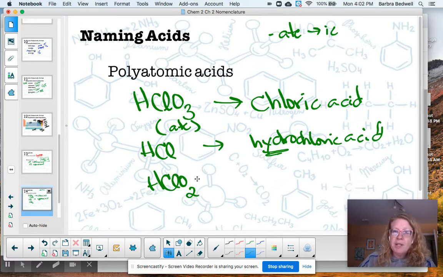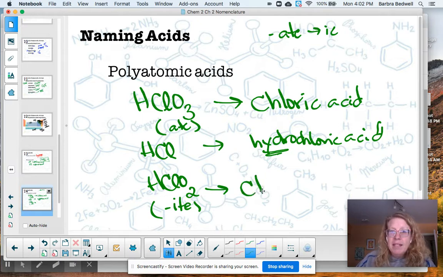So there's a different translation for these. We've got to use a different ending, just like ate and ite. This was the ITE form. Well, there's a different ending as well. This is CHLOROUS, chlorous acid. Sounds really, really weird, doesn't it?